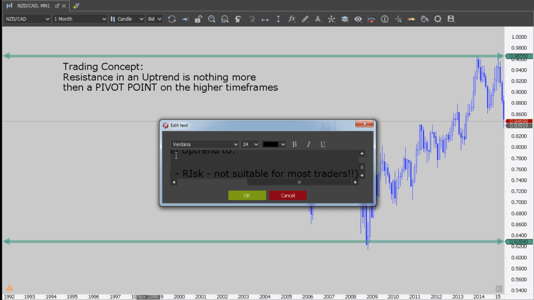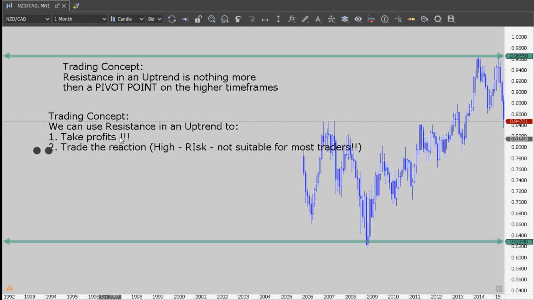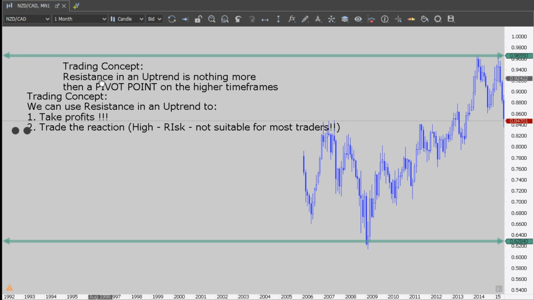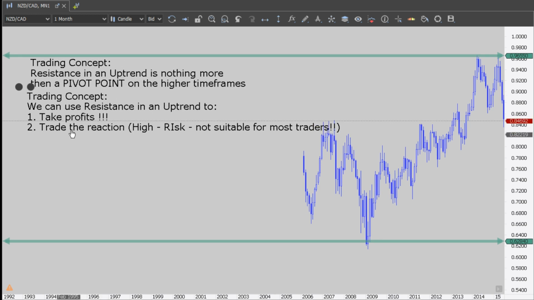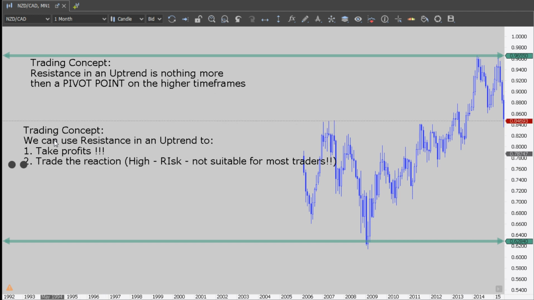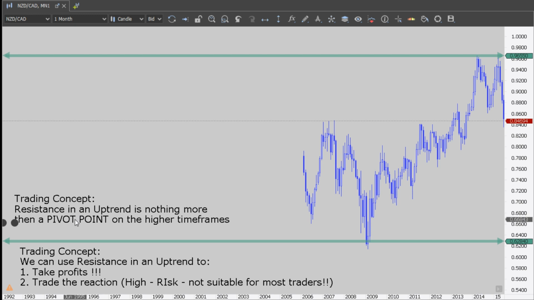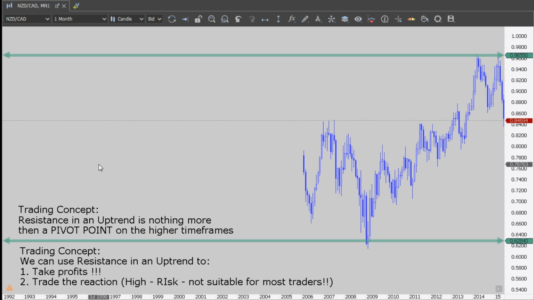Okay, so we have two trading concepts. Number one, resistance in an uptrend is nothing more than a pivot point on the higher time frames. And the next trading concept, we can use resistance in an uptrend to, number one, take profits, and number two, trade the reaction, which is high risk. It's a high risk trade and it's not suitable for most traders. Okay, those are two concepts, everybody. And if you're a beginner trader, you should learn this.